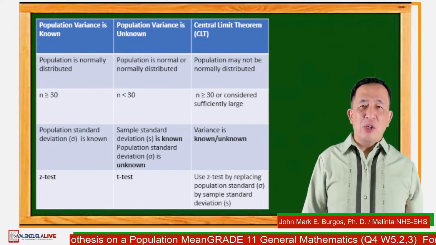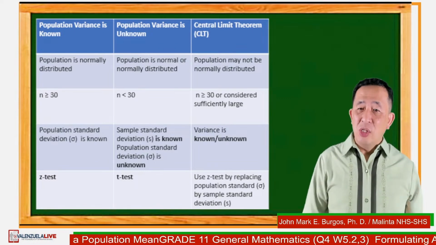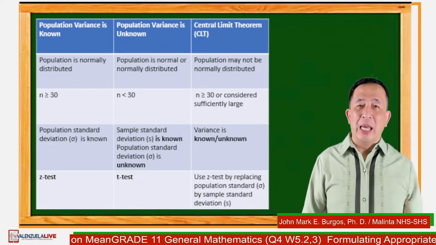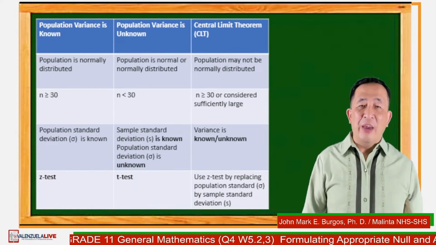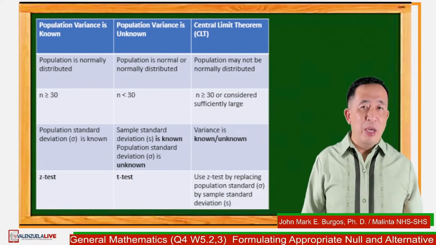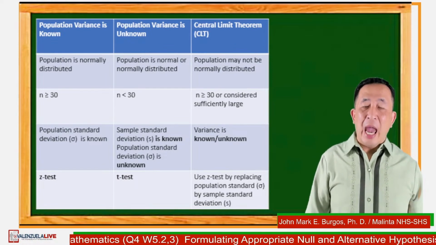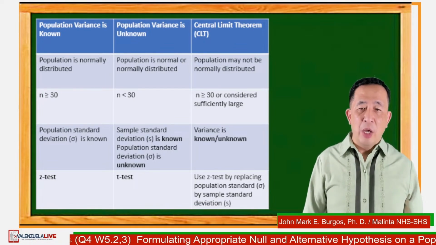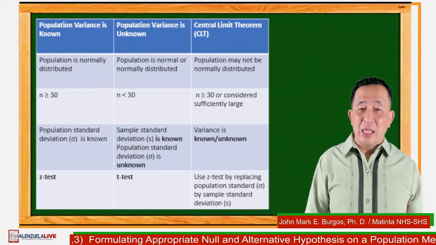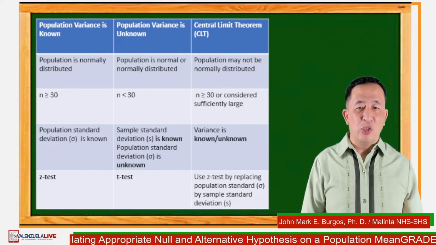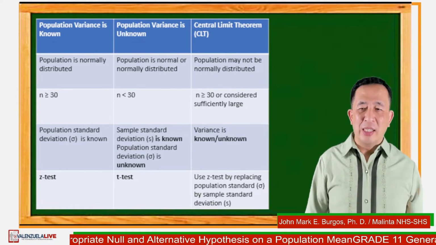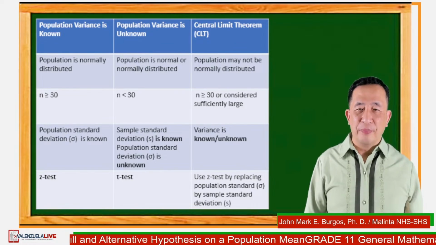If the population variance is known, we will be using the z-test. If it is unknown, we will be using the t-test. And in the central limit theorem, we use the z-test by replacing the population standard deviation with the sample standard deviation.